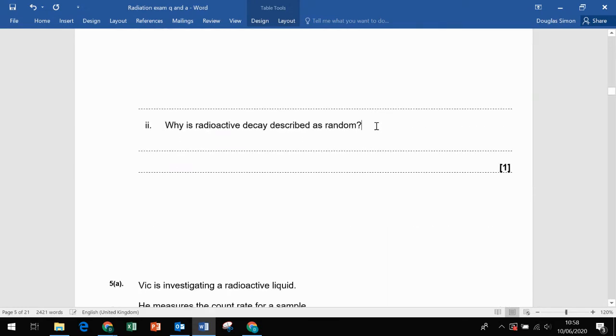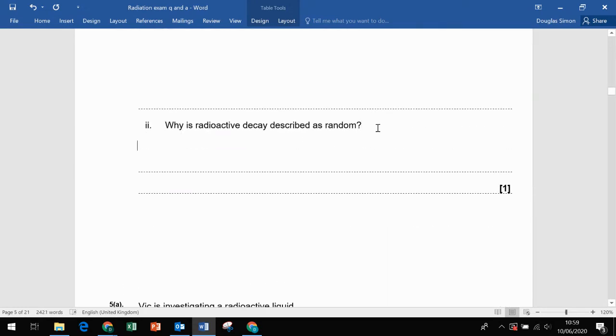Why is radioactive decay described as random? So you cannot predict when an individual radioactive atom will decay. All right, that's what it means by random.